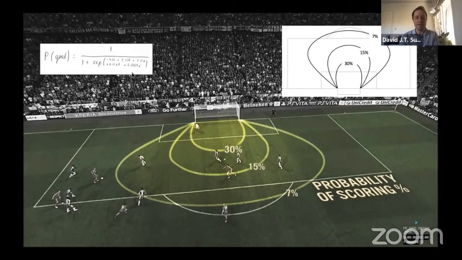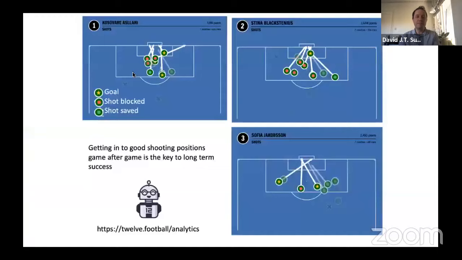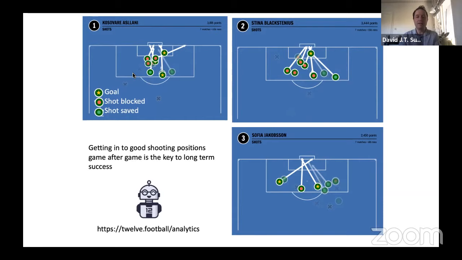And if you want to have a look at how these things work, I did this for the Swedish national team, for the women's team, for the World Cup. We have an app, 12.football analytics, where you can go in and look at the expected goals for various matches. We have data for the Premier League, for Allsvenskan, for the World Cups, and so you can go in and have a look at the quality of chances of various players during these matches. Okay, so that's expected goals.